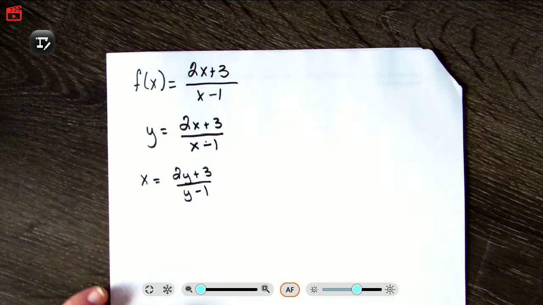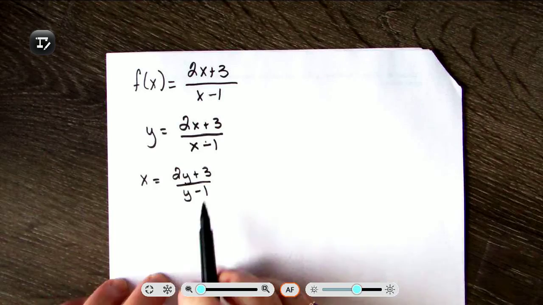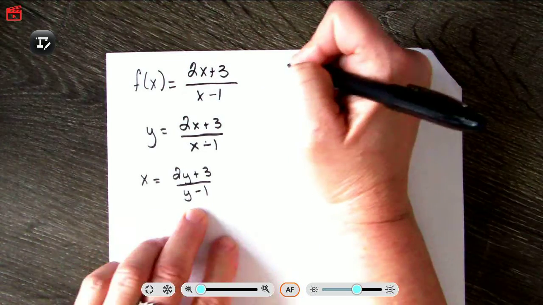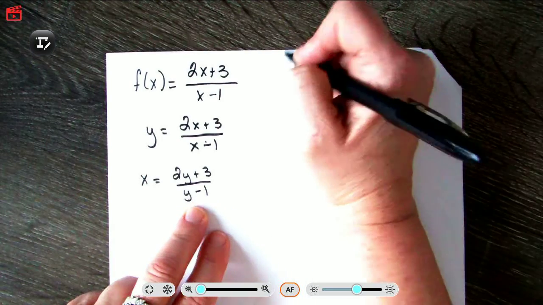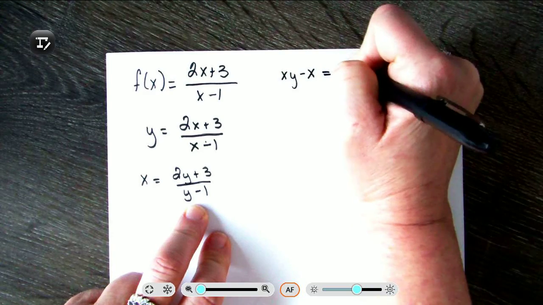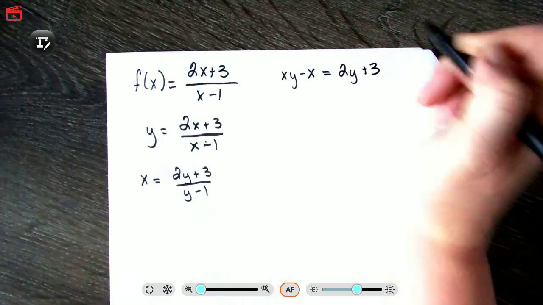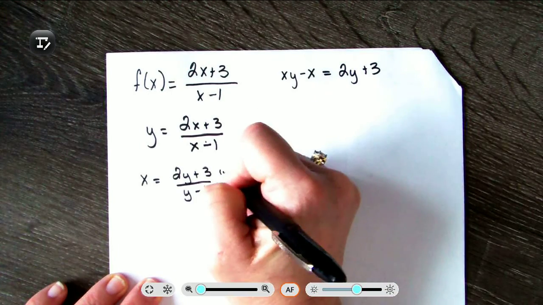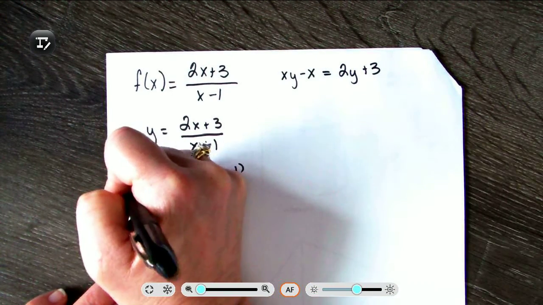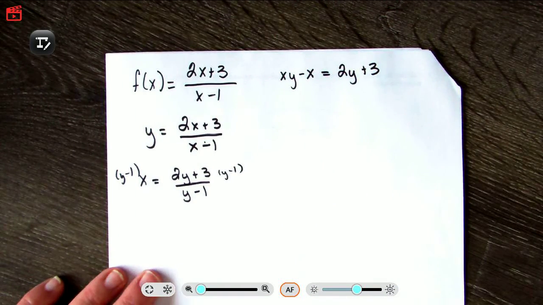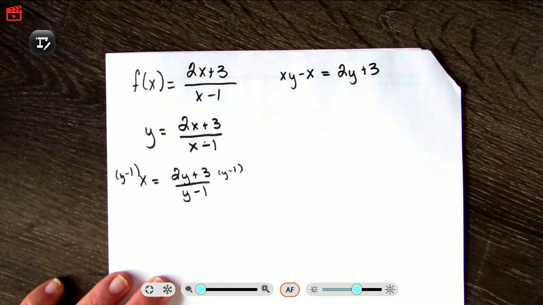And this one's going to be a little bit more difficult, but we will be able to handle it. I'm going to multiply both sides by that denominator, so I clear my fractions. And while I'm doing it, I'm going to distribute as well. So xy minus x is equal to 2y plus 3. Again, I multiplied both sides by y minus 1. And I distributed. And this is where students tend to stop because they're stuck.